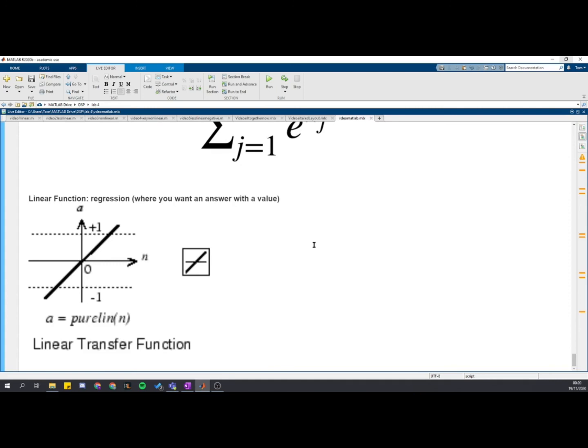Hopefully this video helped you have a greater understanding of what an activation function is and how it is used in neural networks.